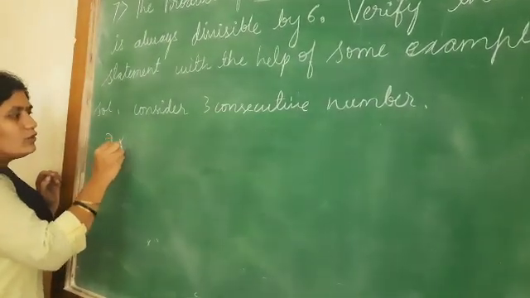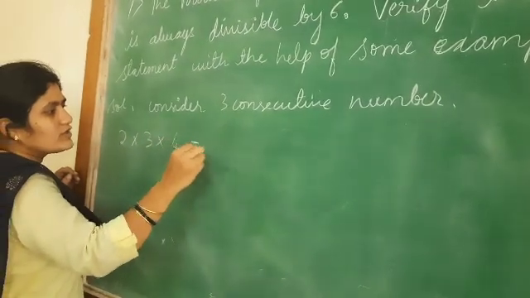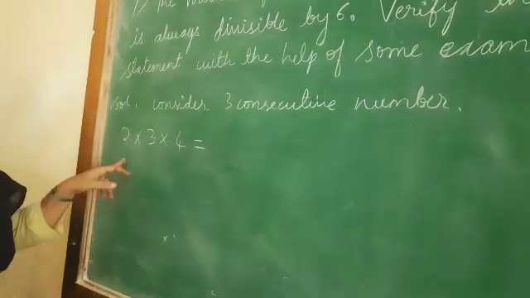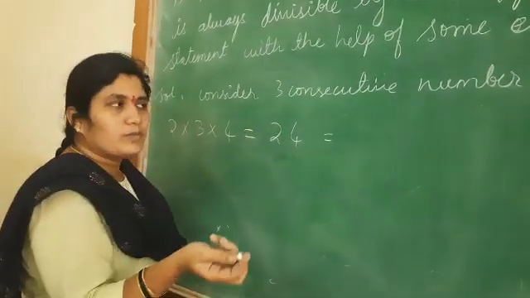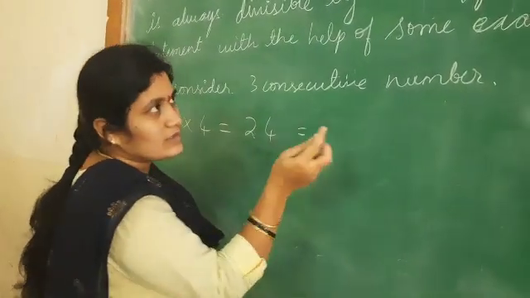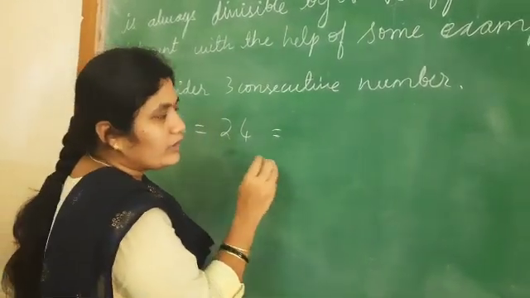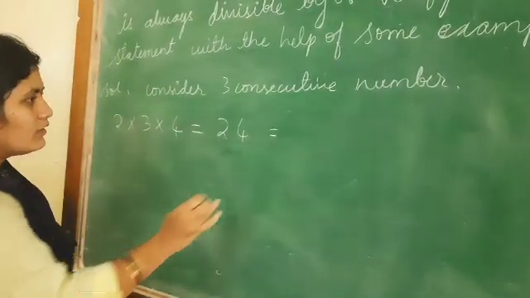Let me consider 2 into 3 into 4. Three consecutive means continuous numbers. 2 into 3 is 6. 6 4s are 24. 24 is divisible by 6. Everyone knows, because 6 is a factor of 24 and 24 is a multiple of 6.